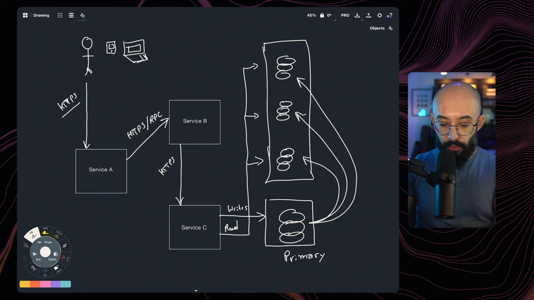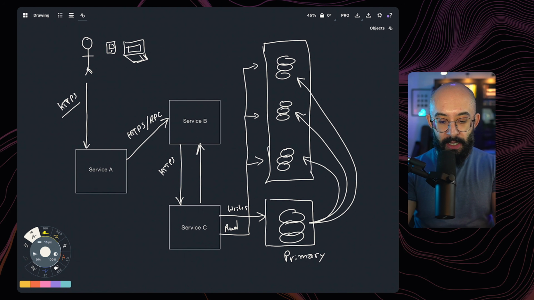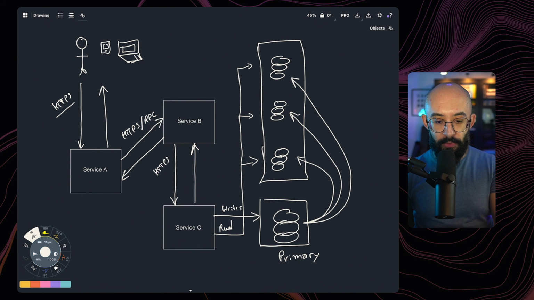So in order for service C to respond to service B, it has to receive some form of response from the database. If it writes, it needs to receive a confirmation for that. If it's trying to read, it needs to receive the data. Service C will then make a response to service B. Service B will make a response to service A. And finally, service A is going to respond to the client.